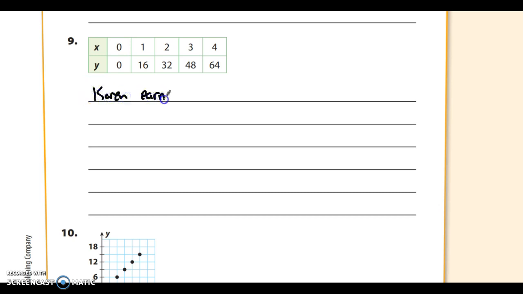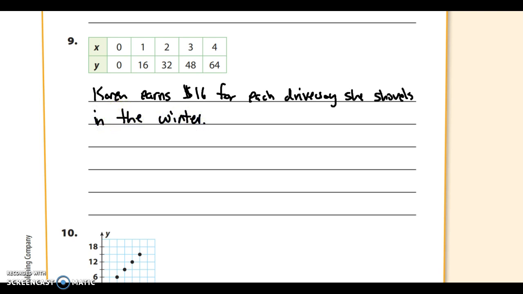Karen earns $16 for each driveway she shovels in the winter. This is snow shoveling. So these would be the driveways, and these would be the money. So for every driveway, if she did 0 driveways, she'd make $0. If she did 1 driveway, she'd earn $16. If she did 2 driveways, she'd earn $32.